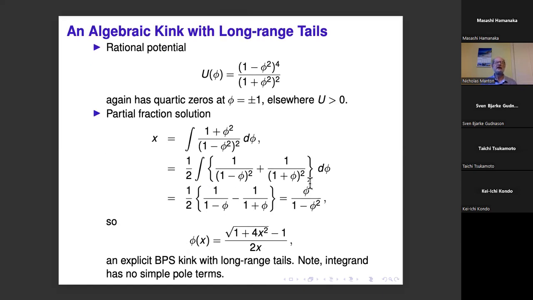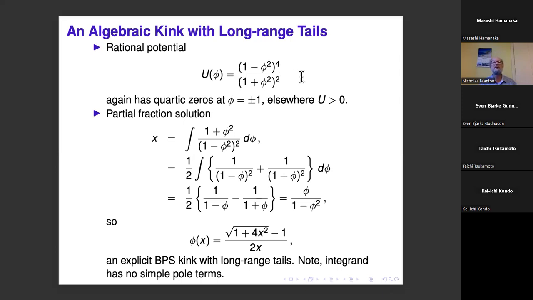Before I show you the picture, actually I don't have a picture of that example. I've got a picture of this next example, which is a bit similar. Here's another example where you can find the explicit solution, and it's again got these long range tails. So there's a kink. So what's the difference? I've got the same 1 minus phi squared to the 4th power, but this time I've divided by this 1 plus phi squared.